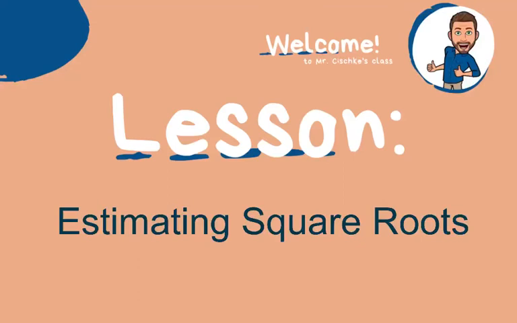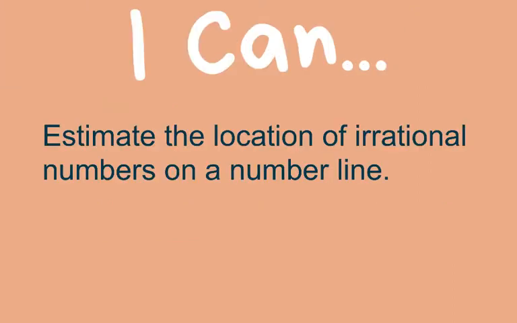Hey guys, today I'm going to teach you how to estimate square roots. In the past, we've looked at perfect squares and numbers whose square roots are whole numbers, but sometimes we don't have whole numbers. We could have numbers like the square root of 15, for example. So by the end of this lesson, you should be able to estimate the location of irrational numbers on a number line. So we'll go over what that means in just a second.